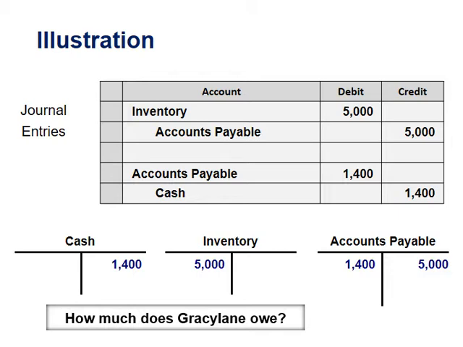Now we can answer the question of how much does Gracylane owe? To get the balance of any T account, we draw a line under all of the activity. Then we add the debits and we add the credits and we take the difference between them. The difference between $1,400 and $5,000 on an absolute basis will be $3,600. It will go on the side that is larger. We have a credit balance in accounts payable of $3,600. This makes sense because Gracylane still owes Solmate Socks $3,600 from that initial transaction.